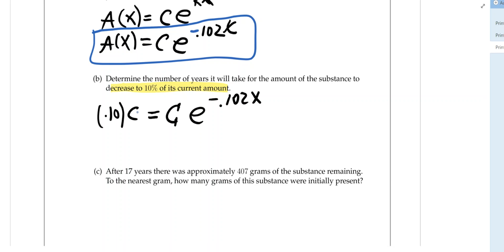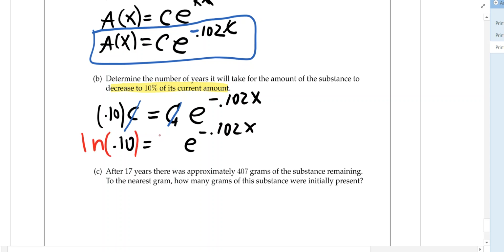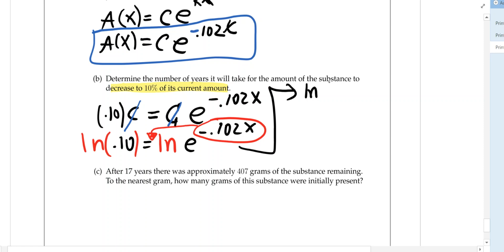So now you'll see that I can divide both sides by C, and then I get that 0.10 equals e to the negative 0.102x. And since I'm trying to solve for x, because I'm trying to find when it decreases to 10% of what it started with, I'm going to take the natural log of both sides because I have the base e in here. And this is going to allow my whole exponent to come in front right here. So basically what we'll have is ln of 0.10 equals the whole exponent comes down in front of the ln, but ln of e is 1.